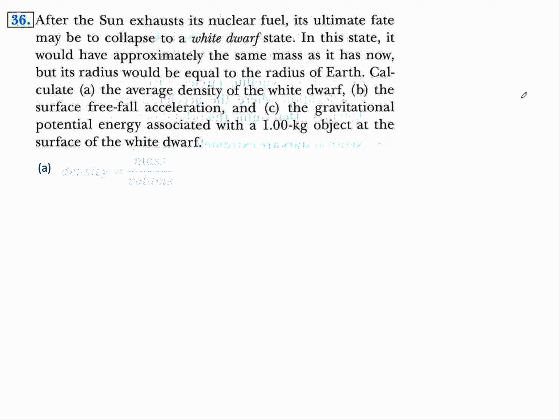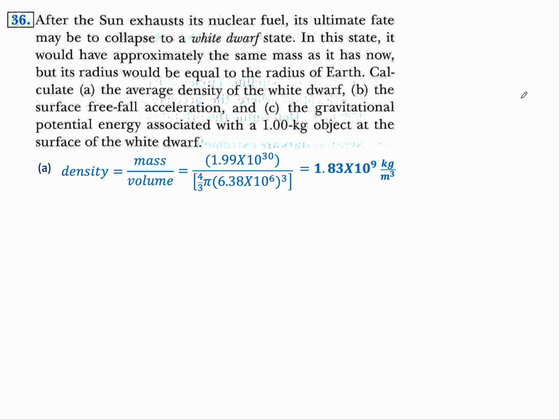Real quick for A, if you forgot what density is, it's mass over volume. Plugging in the mass of our sun, and if you remember, the volume of a sphere is 4/3 pi r cubed. Plugging in the radius of the Earth, because it now will be that size, and doing the math, you get its density. It's about 1 trillion kilograms per cubic meter. Or, to put in perspective, a teaspoon of white dwarf material would weigh as much as the Queen Mary.